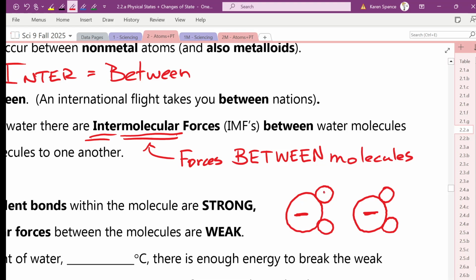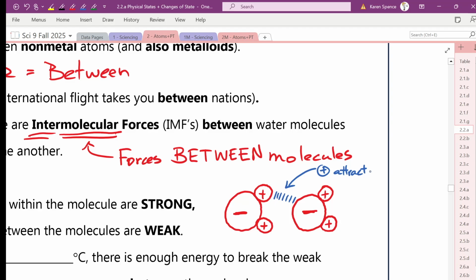The hydrogens are a little bit positive. Okay, so let's put the positives in the hydrogens. What does positive do to negative? They attract. So, in between this positive and this negative, the positive attracts the negative. And same thing here, the positive attracts the negative.